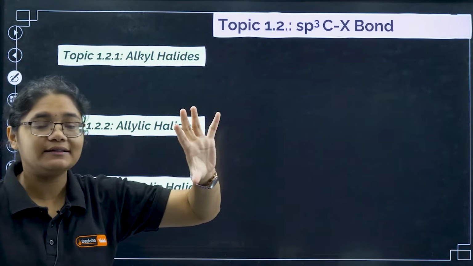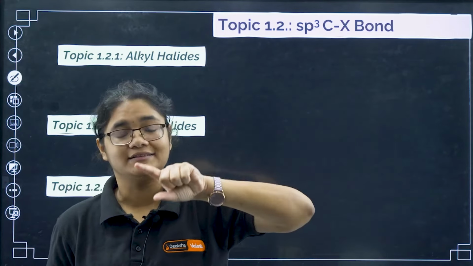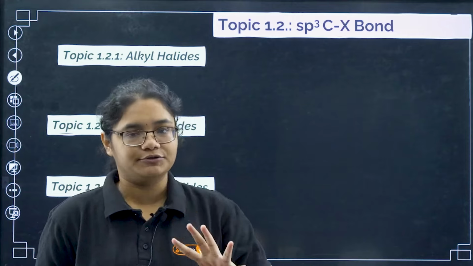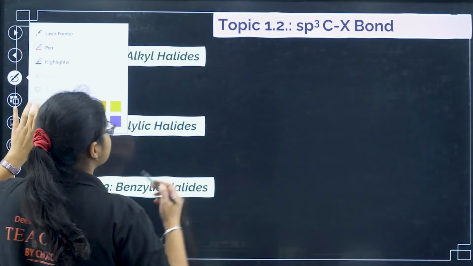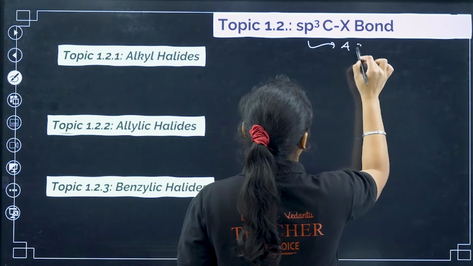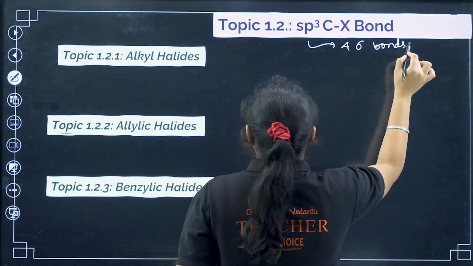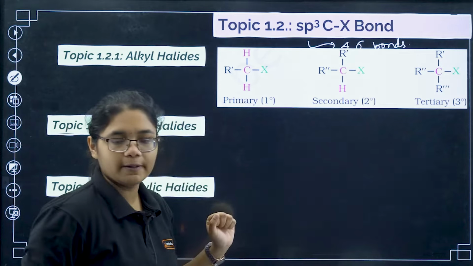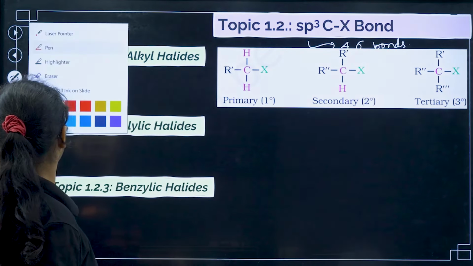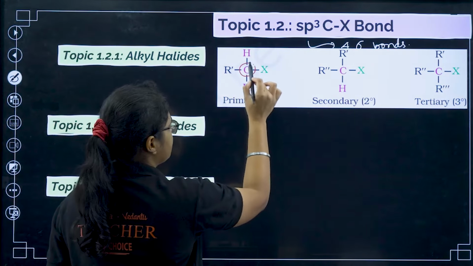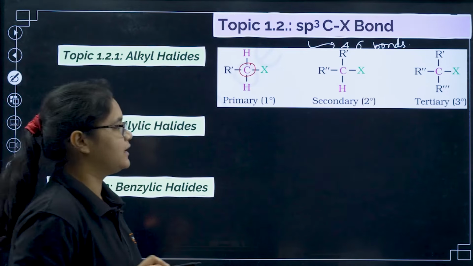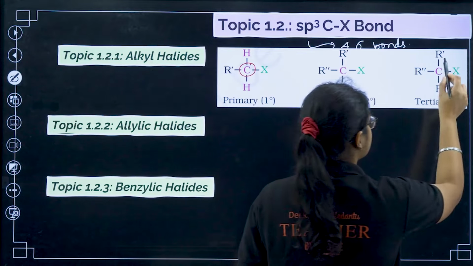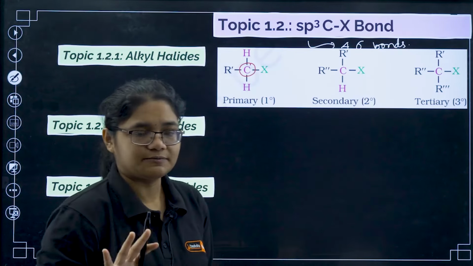Remember, in this the carbon attached to X is sp3 hybridized. What is sp3 hybridization? It means the carbon has 4 sigma bonds. Now let's see the first one, normal alkyl halides. Here you can check whether the carbon is sp3 hybridized or not. This carbon has 4 sigma bonds, so it is sp3 hybridized. This carbon also has 4 sigma bonds, and this one too, so it is also sp3 hybridized.